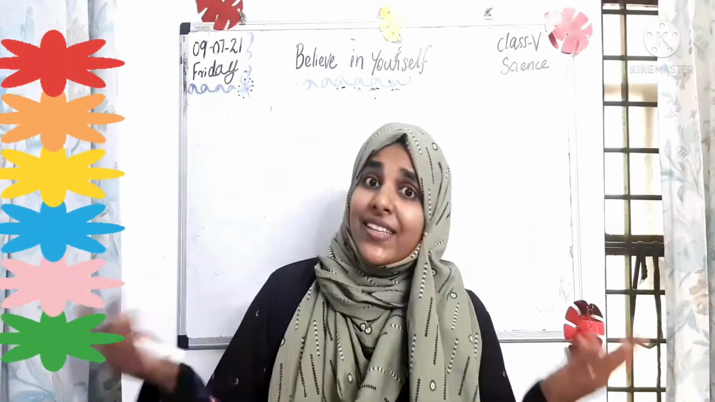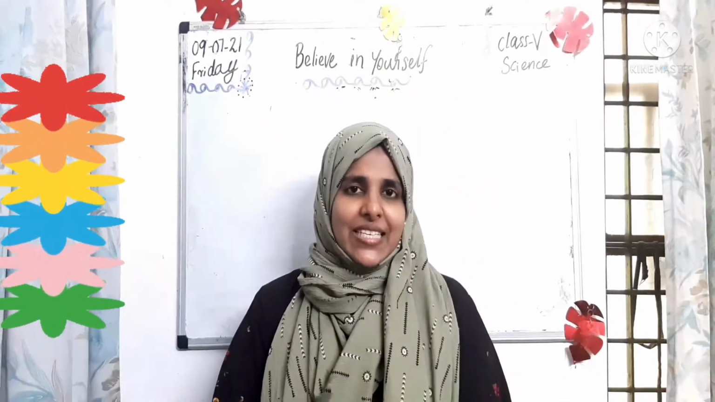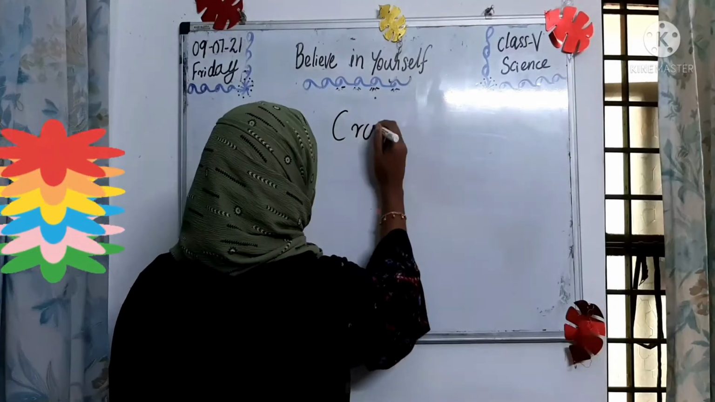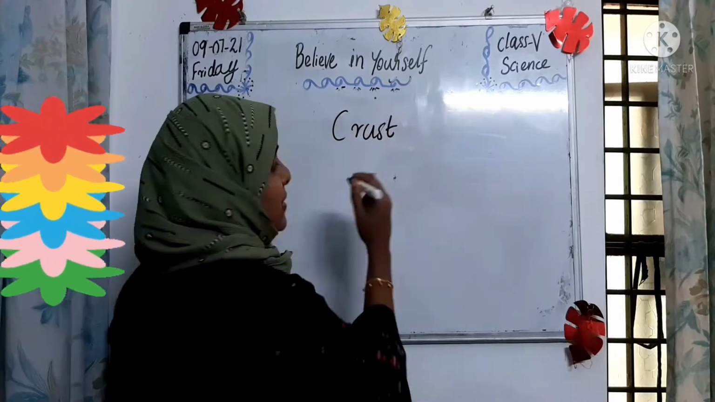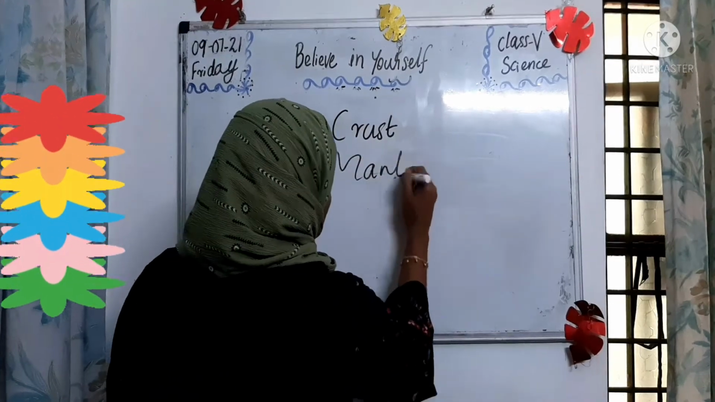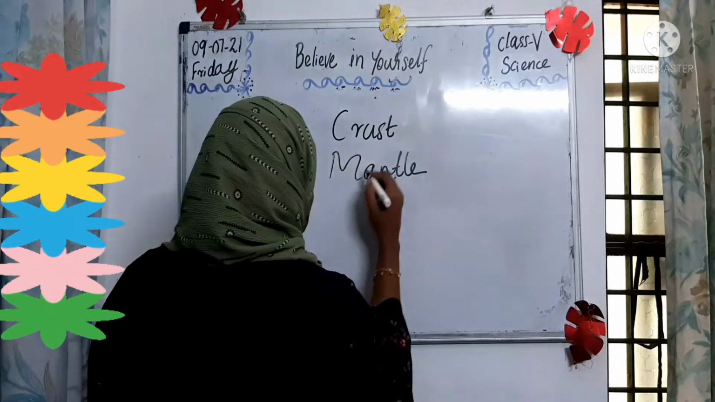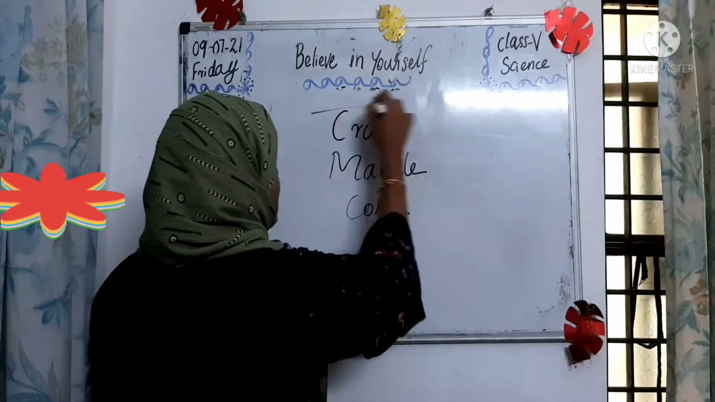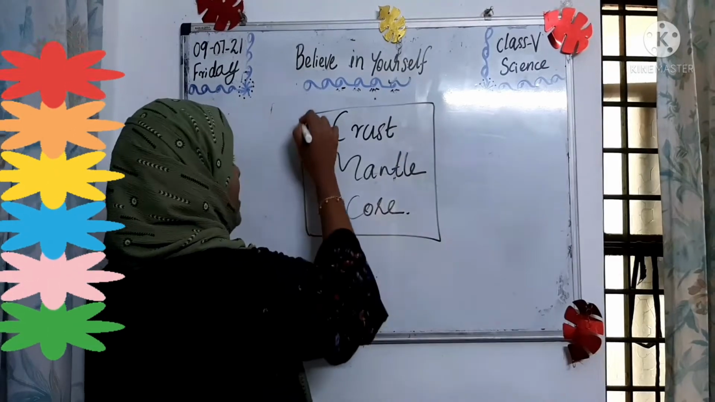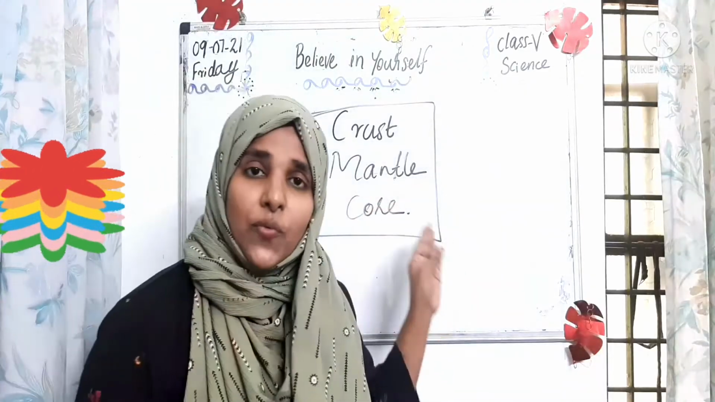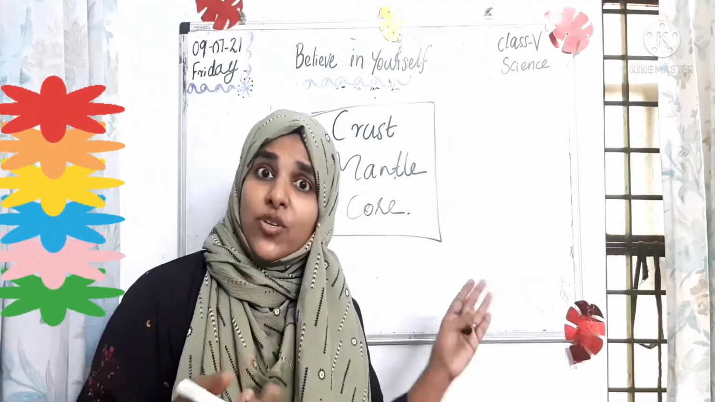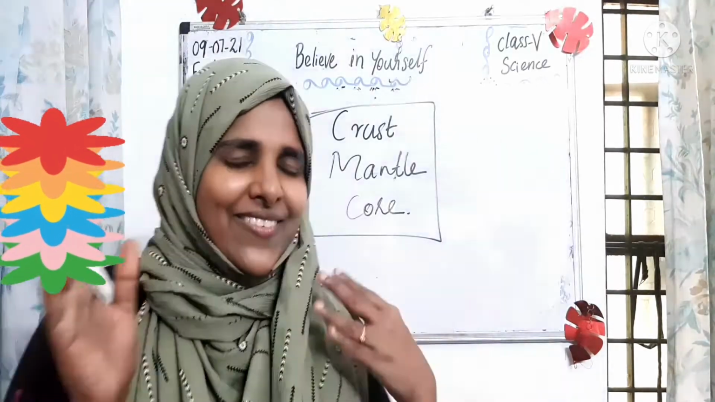Okay. So, what are the three different layers of the earth we discussed? Yes, the outermost layer we call crust, the middle layer we call mantle, and the last or innermost layer we call core. Okay, so these are the three different layers of the earth, and we did the features of these layers and also the drawing in our last class.